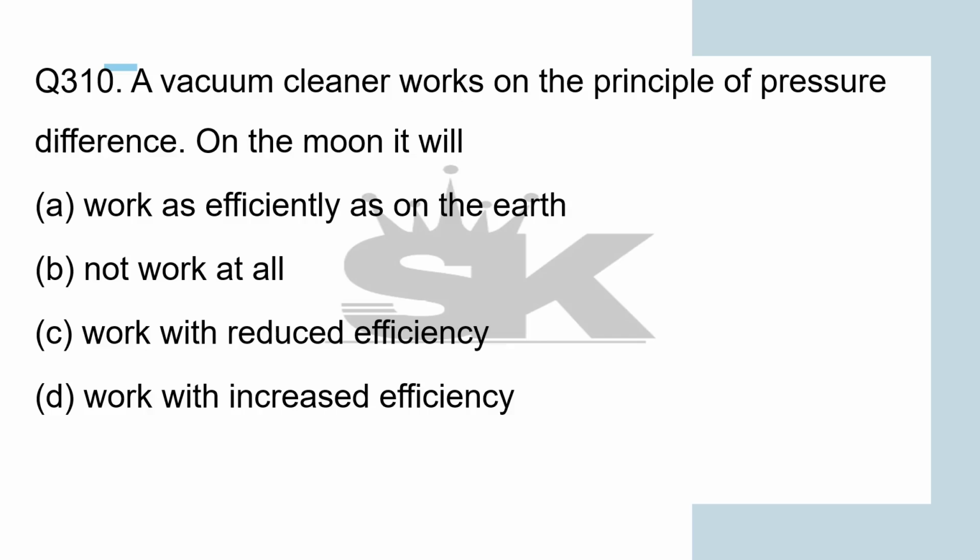A vacuum cleaner works on the principle of pressure difference. On the moon, it will not work at all. Vacuum cleaners work by creating an air pressure difference between inside and outside of the vacuum cleaner, but that is not possible on the moon. If no part of the vacuum cleaner were submerged in air, no dust would be moved because there would be no pressure difference.